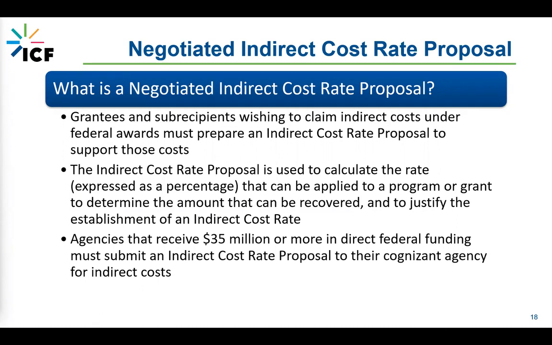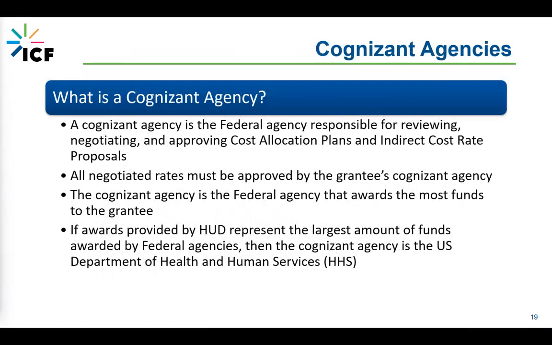So again, an indirect cost rate, or a NICRA, and a cost allocation plan are very similar. The difference is the complexity of them, whether they're covering the whole agency or just a particular department within an agency, and also whether a state or local government is using them versus a nonprofit. Agencies that receive $35 million or more in direct federal funding must submit an indirect cost rate proposal to their cognizant agency for indirect costs.